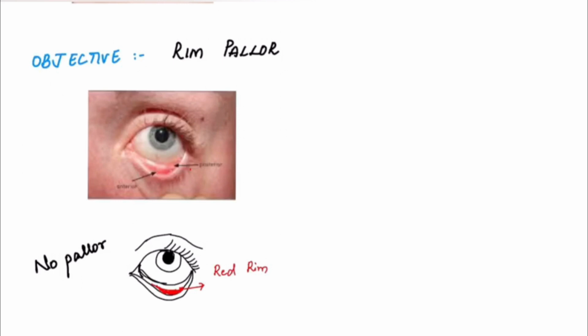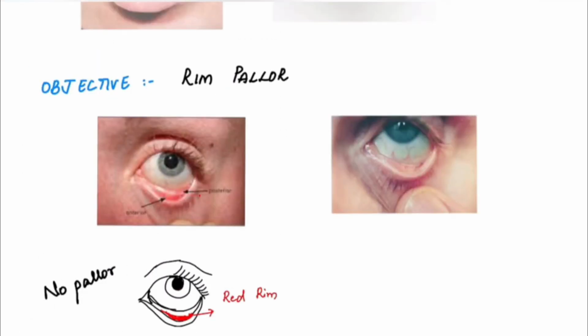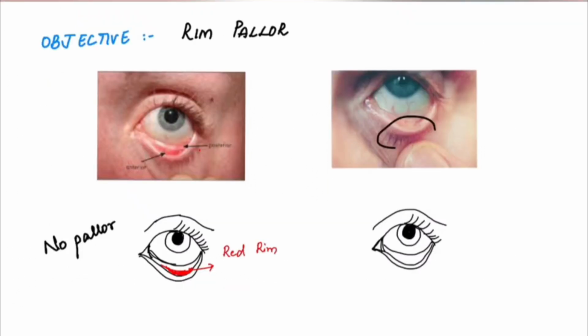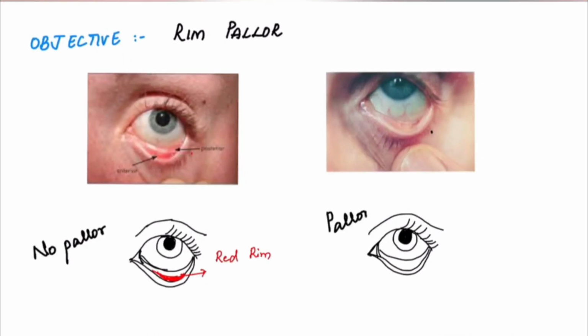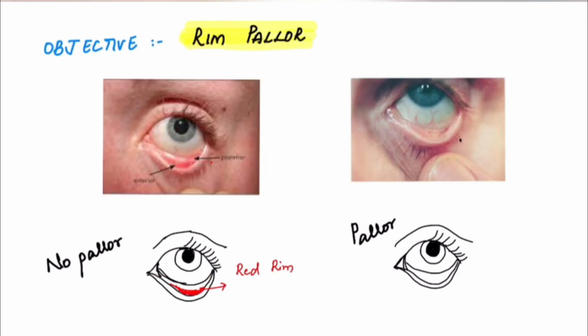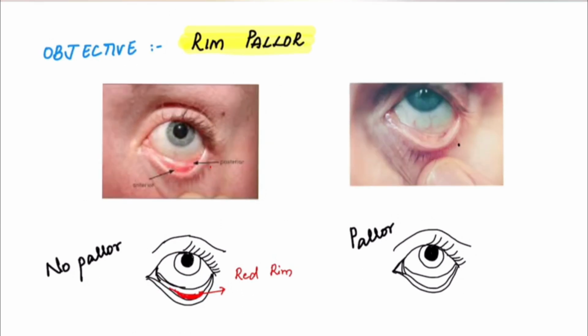Now, we'll look at another picture. So, here, if you can see, the red colored rim is absent. Yes, so, absence of the red colored rim against the lower palpebral conjunctiva indicates that there is pallor. So, this is a very important objective method to assess anemia because there is no patient to patient variation and it is very reliable.